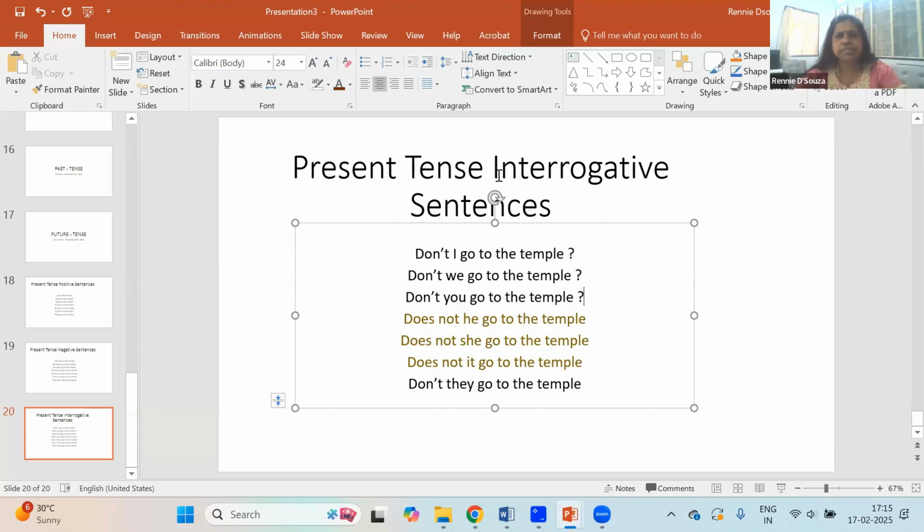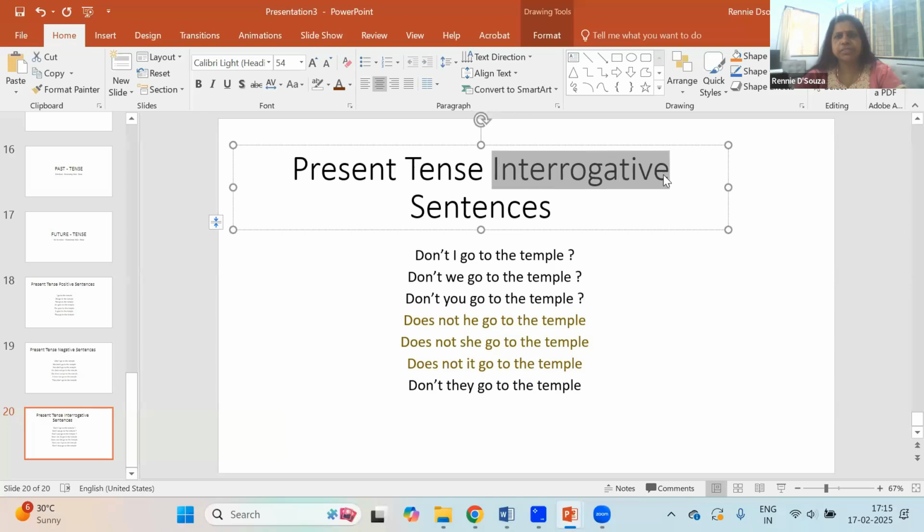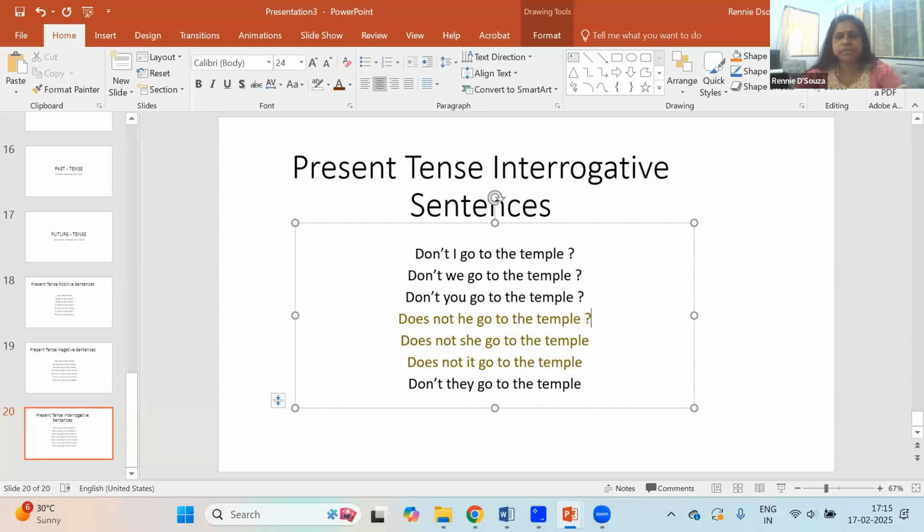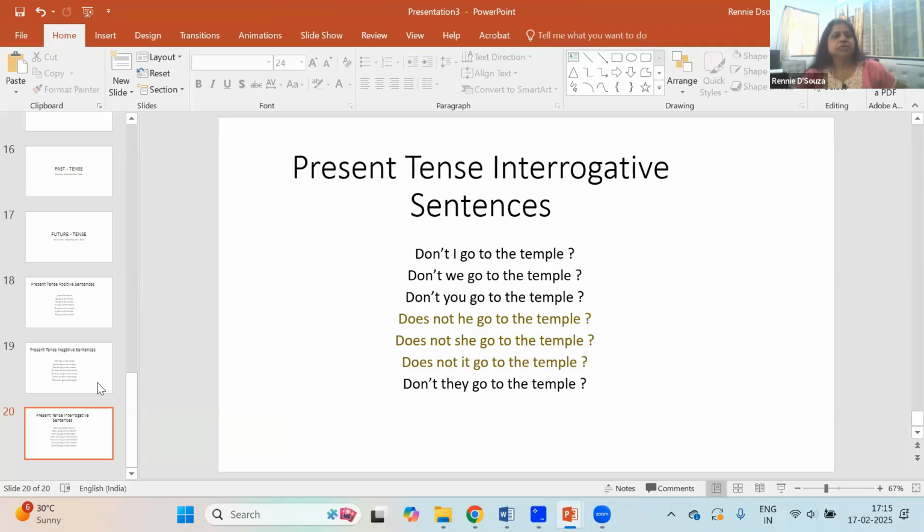And here we should understand that we use a question mark for interrogative. Since it is interrogative, interrogative means question, so for that we need to use a question mark at the end. Alright, hope it is clear for you.